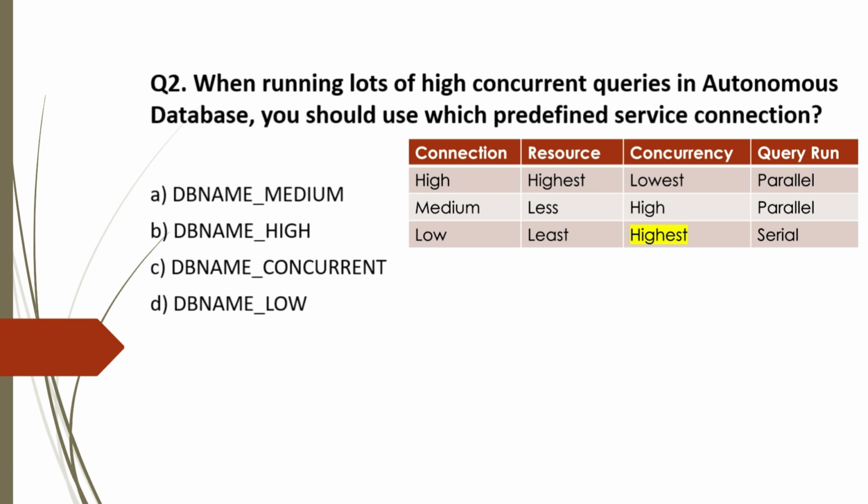So as per the question, the requirement is to run high concurrent queries. So option A is incorrect, as concurrency is high, not highest. Option B and C both are incorrect too. And option D, DBName low. This is the correct choice, as this would provide highest concurrency. So the correct option for question 2 is option D.